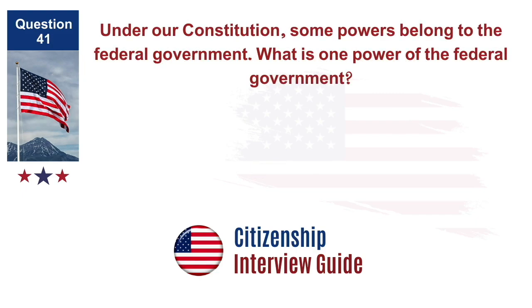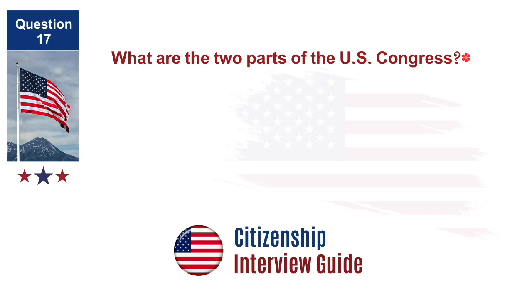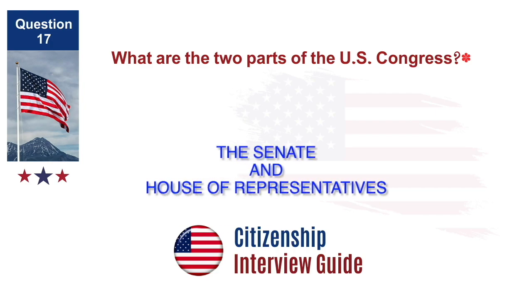Under our Constitution, some powers belong to the federal government. What is one power of the federal government? To print money. What are the two parts of the U.S. Congress? The Senate and House of Representatives.